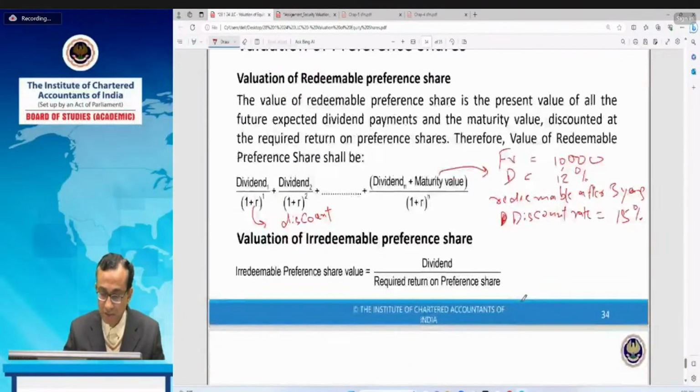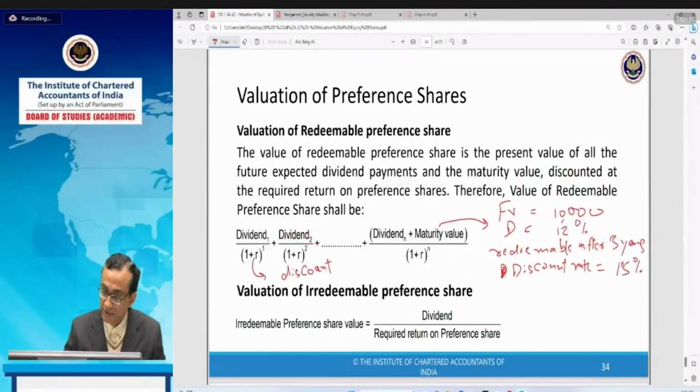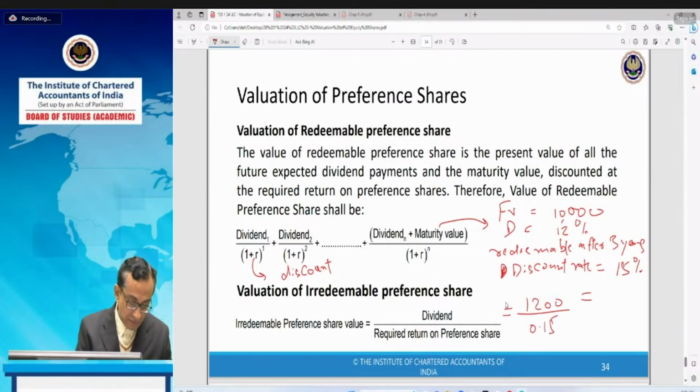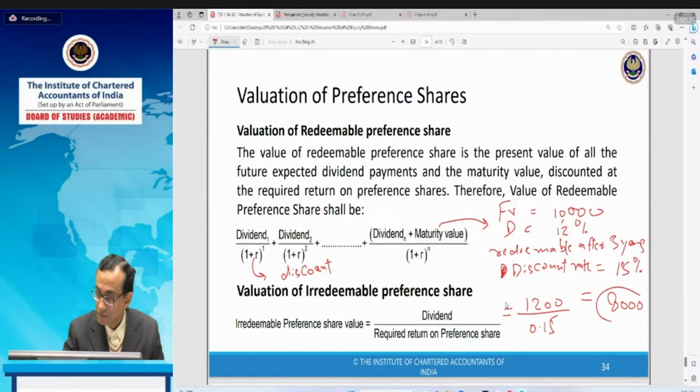Now come to irredeemable preference shares. If we put the same formula and take the same figures, the dividend is 1,200 upon the required rate of return, which is 0.15. So 1,200 divided by 0.15 is coming to 8,000. So this is the valuation of redeemable preference shares and the valuation of irredeemable preference shares. Any question?